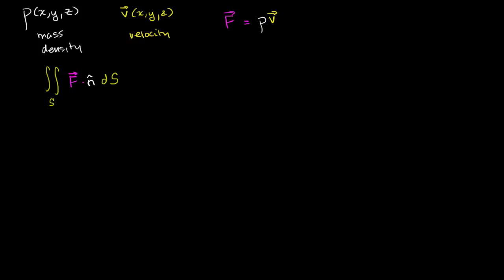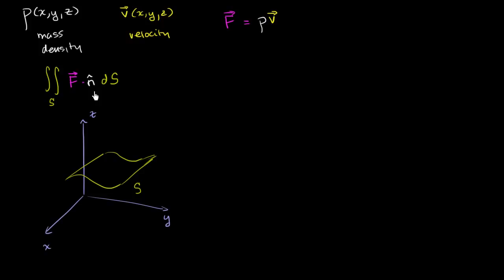So first, let me draw my axes. So I have my z-axis. Let's make that my x-axis. And let's say that this right over here is my y-axis. And let's say my surface, I'll use that same color, my surface looks something like that. So that is my surface. That is the surface in question. That is S. Now let's think about the units, and hopefully that'll give us conceptual understanding of what this thing right over here is measuring.